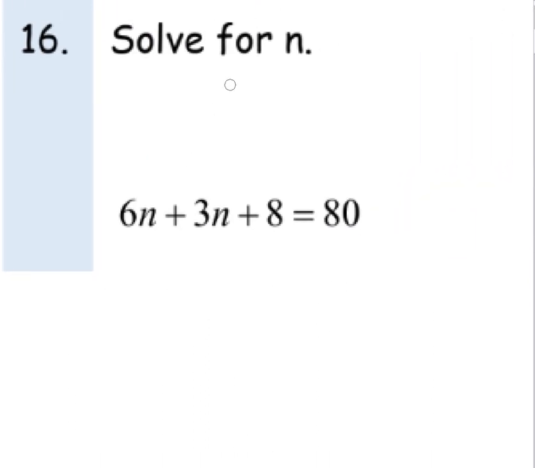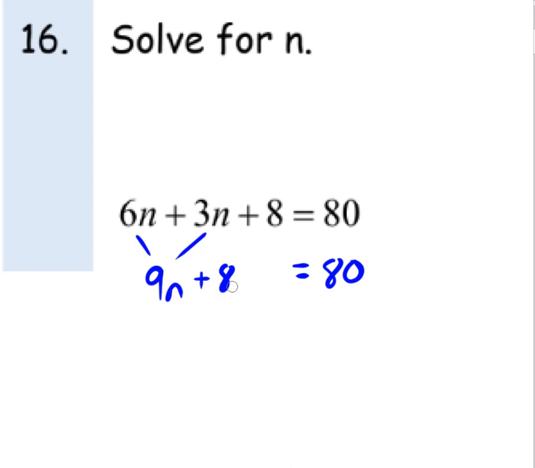Number 16, solve for n. So this problem is actually not too bad. What you're going to do is look at these and first of all recognize that these are two like terms. I can combine this 6n and the 3n to make 9n. Now I also have this plus 8 that I'm going to bring down, and all of that is equal to 80. So I have this now. I want you to recognize we can't combine these terms, right? They're different terms.